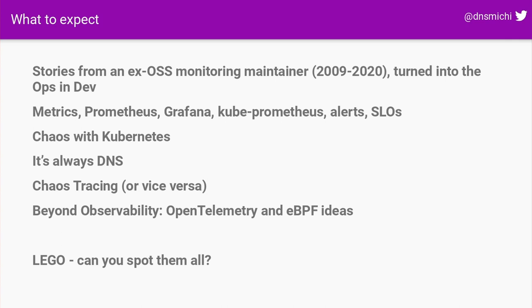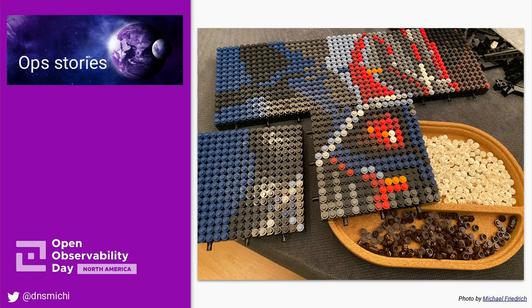So in this talk, we will also be looking into alerts, service level objectives, chaos engineering, maybe proving that it's always DNS, doing some chaos tracing or vice versa, and then also trying to look a little bit beyond observability, depending on time. And you might recognize that I love building Lego models, so maybe you can spot them all in my slides.